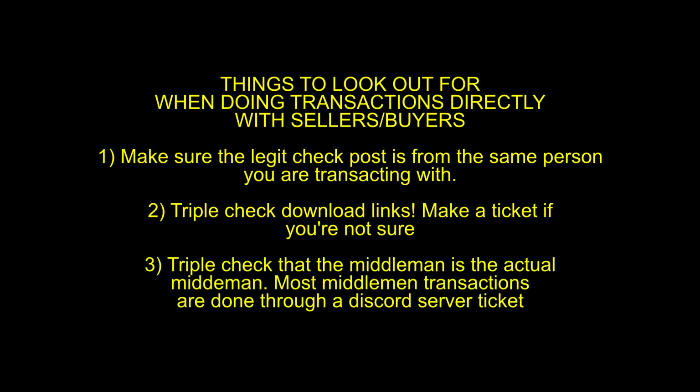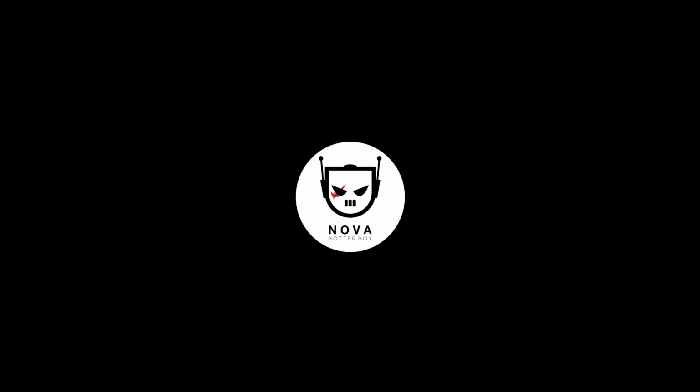Number 3, if you are going through a middleman, then double check that the middleman is the actual middleman and not someone impersonating him or her. Usually, transactions done with a middleman are through a ticket in a Discord server rather than direct messages. And that is how you can rent and rent out bots.